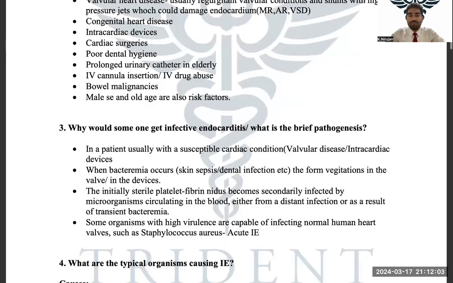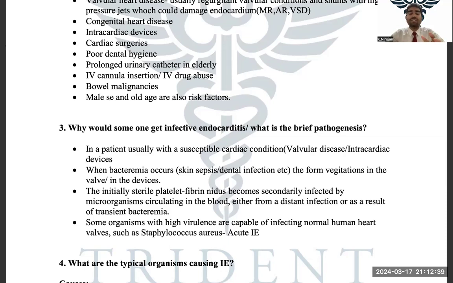So yeah, it's basically the pathogenesis that differs. In a patient who has a susceptible cardiac lesion, as I told you earlier, a high pressure jet producing lesion like MR, you get damage to the endocardium. And along with that, if you have a risk factor for bacteremia, say that you have a wound, or you have a UTI, or you have a cannula where the bacteria can get access to the circulation, then they can go and colonize that damaged endocardium, because damaged endocardium has less protection against bacteria.